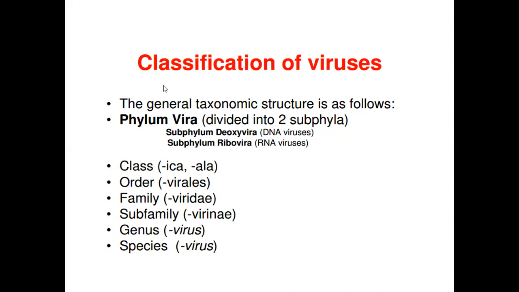Okay, viruses belong to the kingdom Vira and phylum Vira, and then they have subdivision into Deoxyvira, viruses which contain DNA, and Ribovira, viruses which contain RNA. And then they divide into classes, order, family, subfamily, genus, and species. But usually we do not use species. We just use genus for naming viruses.